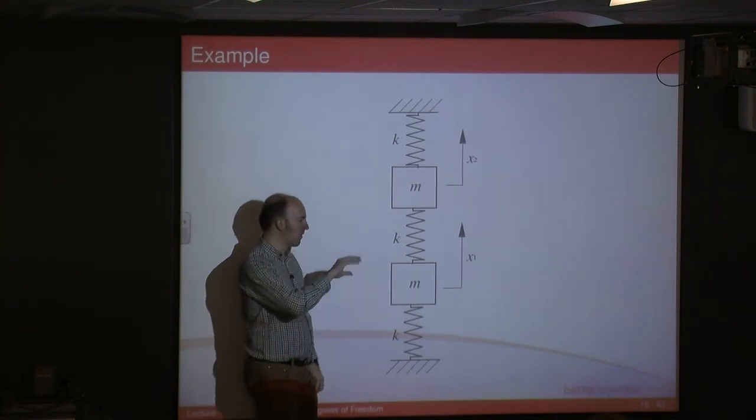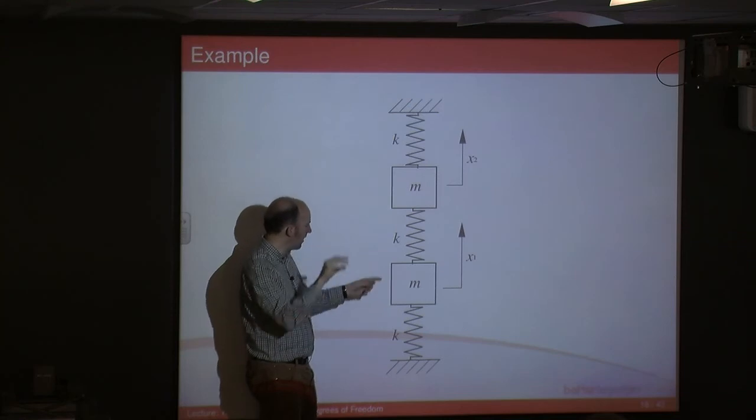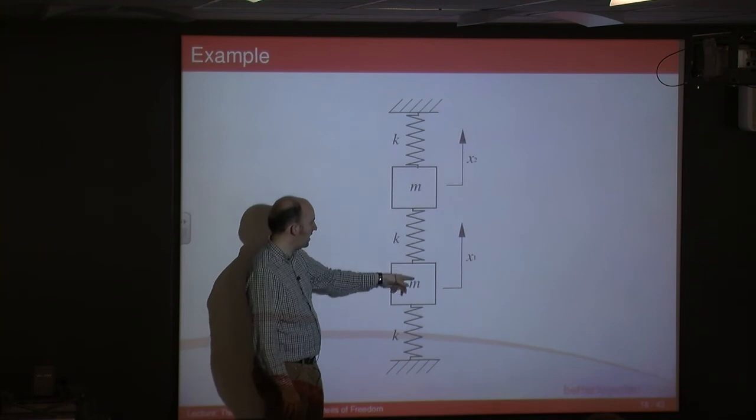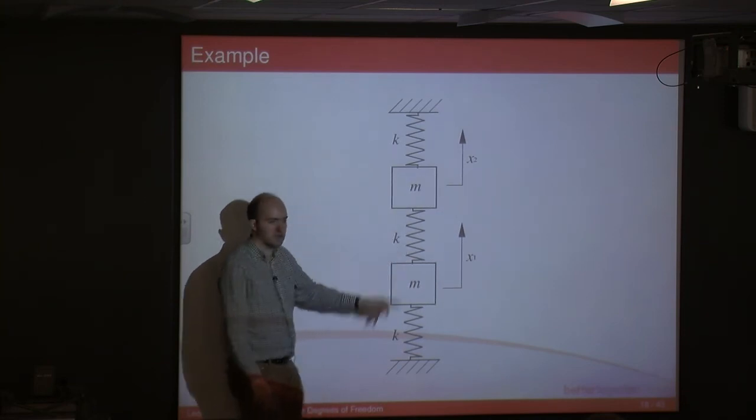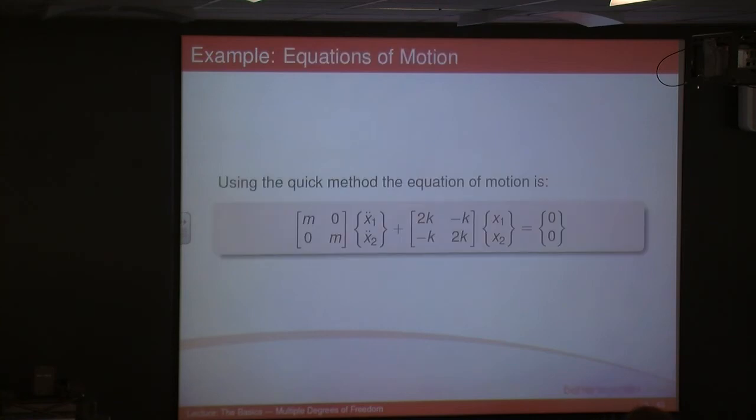And then for the off diagonals, so first column, second row, and second column, first row, it's going to be minus the sum of the springs connecting the masses to each other. So it's going to be minus k. And so quite clearly you can jump straight to that using the quick method. We're going to practice the quick method when we do an example.